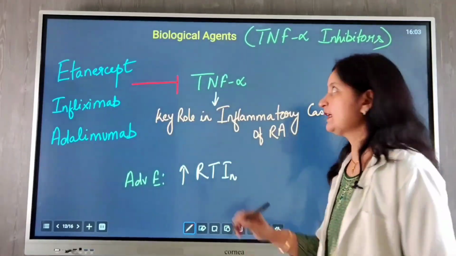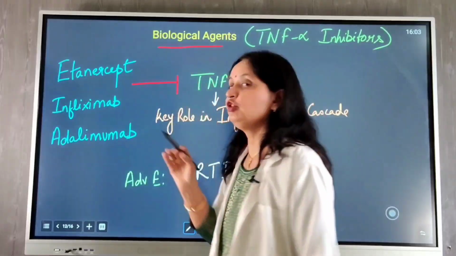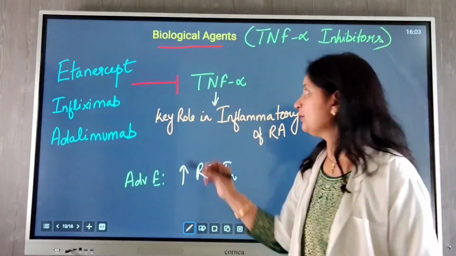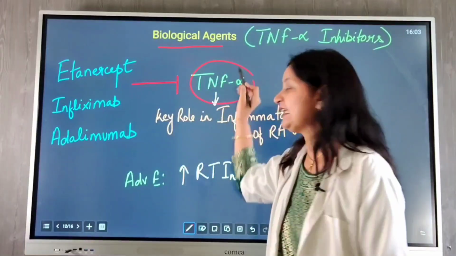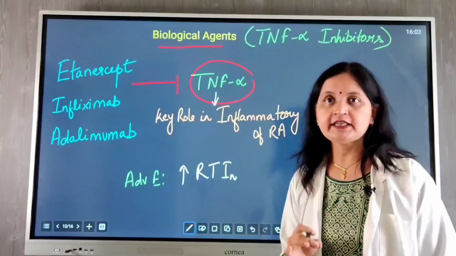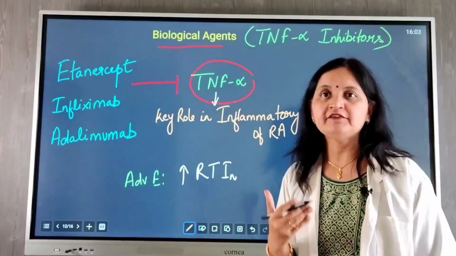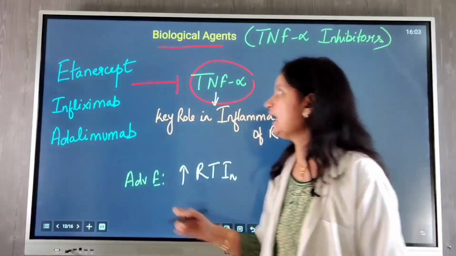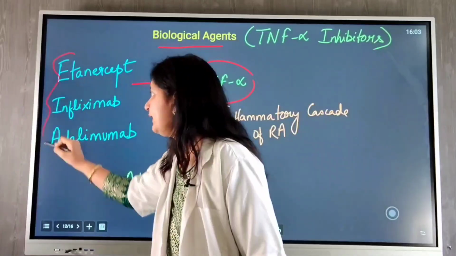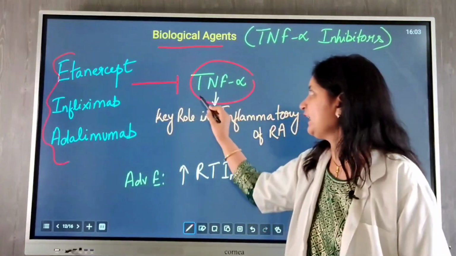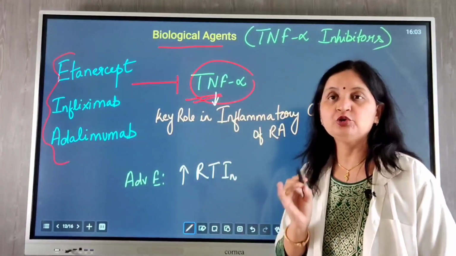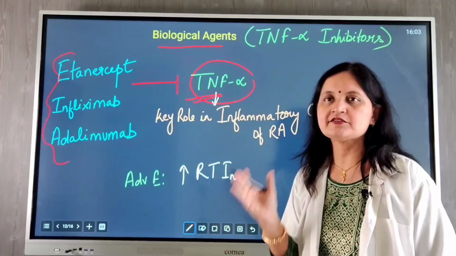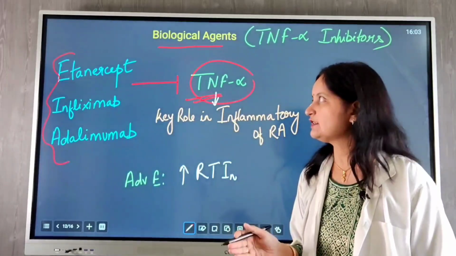Next we move on to discuss biological agents, that is tumor necrosis factor alpha inhibitors. As we know, tumor necrosis factor alpha plays a key role in the inflammatory cascade. It increases chronic inflammation, bone erosion, joint damage. So there are drugs that are developed to inhibit or block the binding of tumor necrosis factor to its receptor and control the inflammatory processes, reduce oxidative stress, reduce damage.